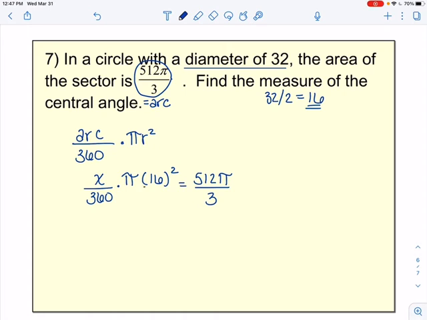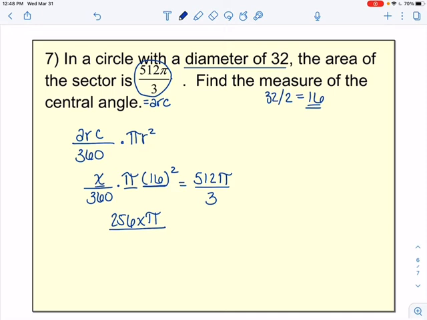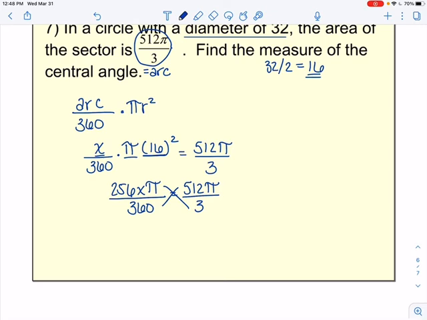So on this left-hand side, I'm going to do 16 squared, and 16 squared is going to give me 256, and then I'm going to tack on my x and my pi. Okay, and again, all of that is going over 360, and that's going to equal 512 pi divided by 3. And now, again, I have 2 fractions set equal to each other so I can cross multiply and solve. So 256 times 3 should give me an answer of 768, and tack on your x and your pi.